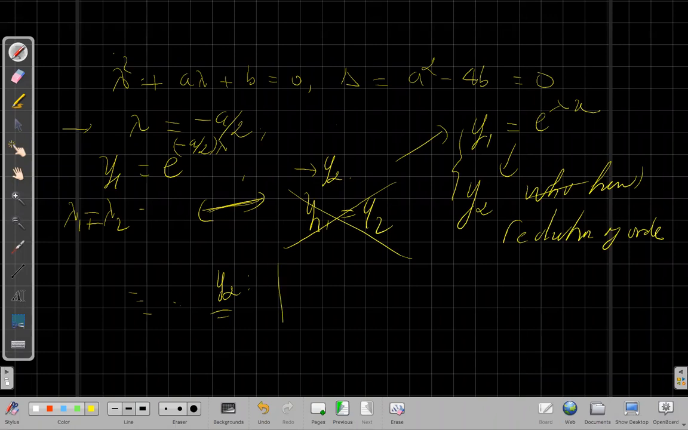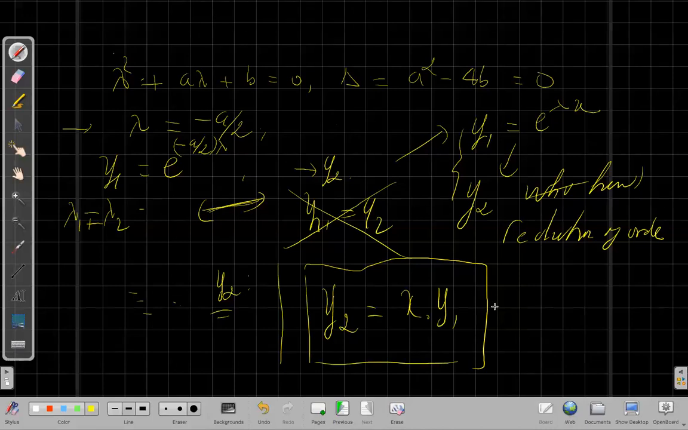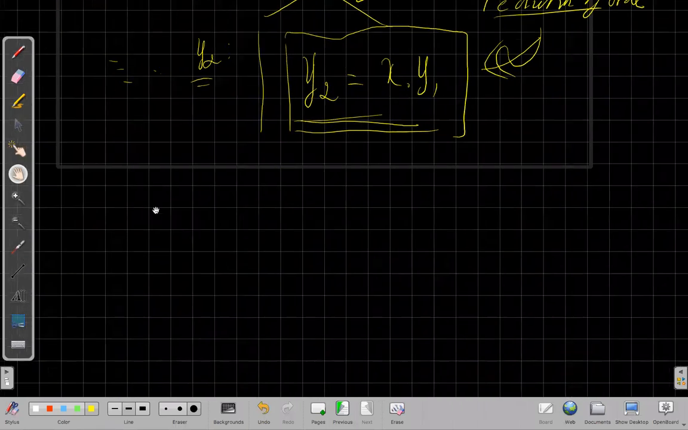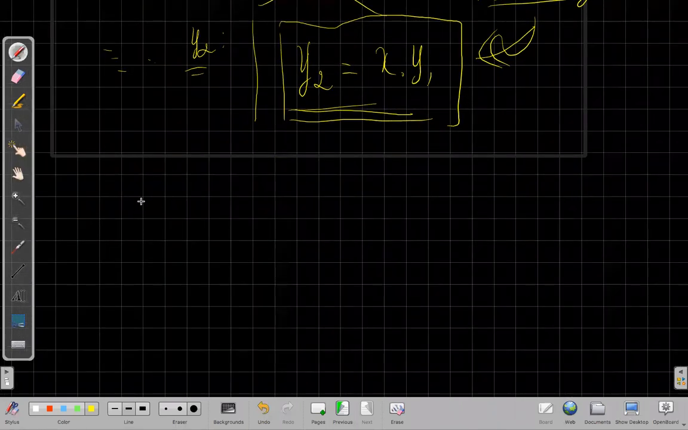So eventually, you can have y2 equal to x y1. You can keep this in mind. You don't need to show step by step. Actually, you did the reduction. You can find this one, and we can use the final equation. In this case, you don't need to show step by step, and eventually we have the equation.